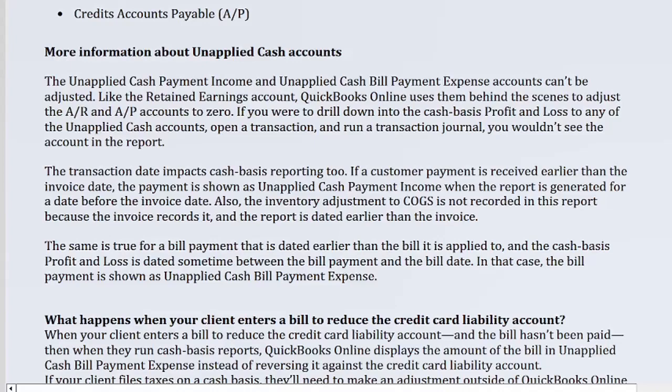The same is true for a bill payment that is dated earlier than the bill it is applied to, and the cash basis profit and loss is dated sometime between the bill payment and the bill date. In that case, the bill payment is shown as unapplied cash bill payment expense.